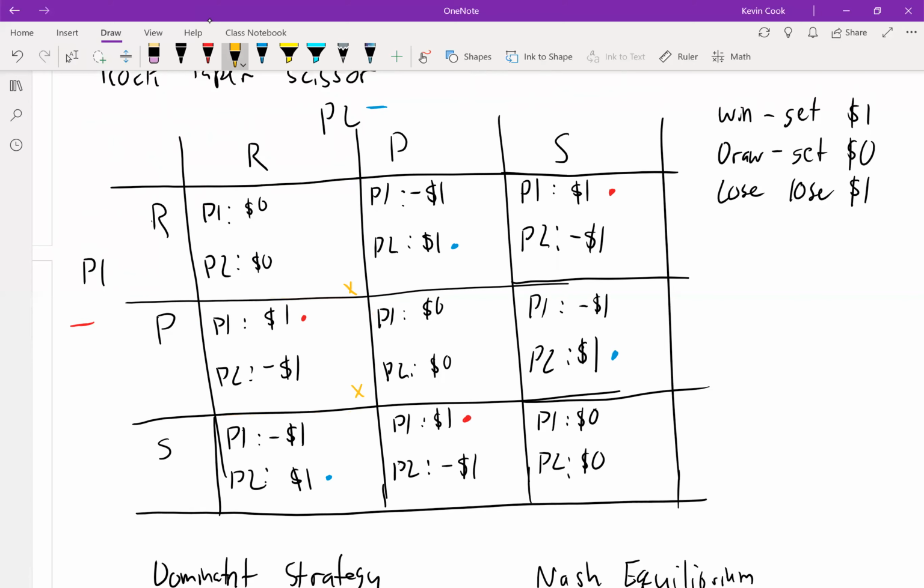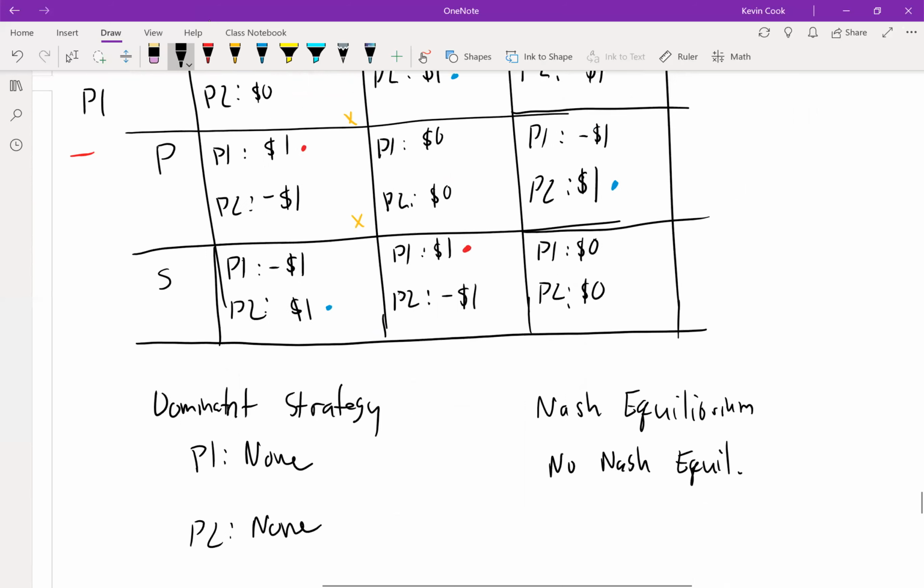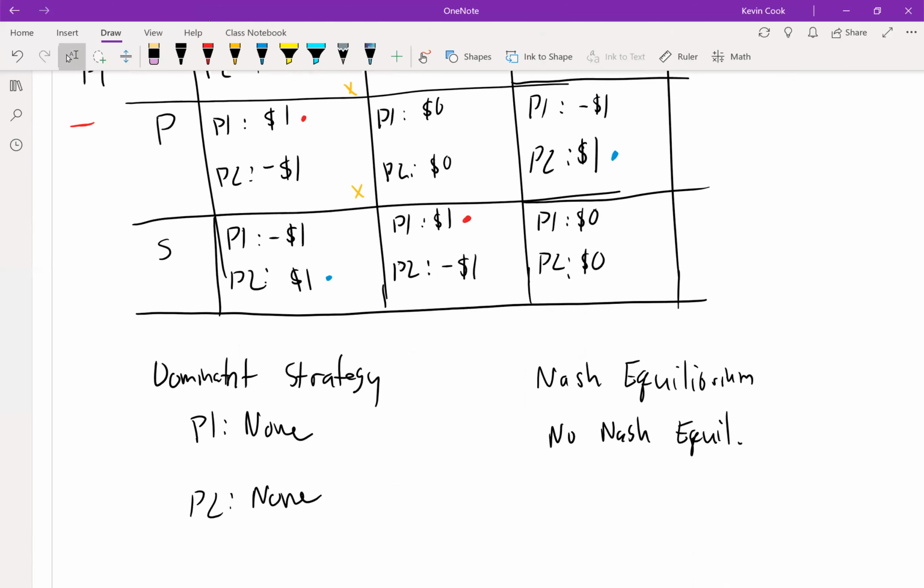Then if we came over here, player one can become better off by switching, and if we came over here, player one can be better off by switching, and so on. And if we went through every single point, we would see that there is no Nash equilibrium for this situation. So in this case, we have no dominant strategies and no Nash equilibria.